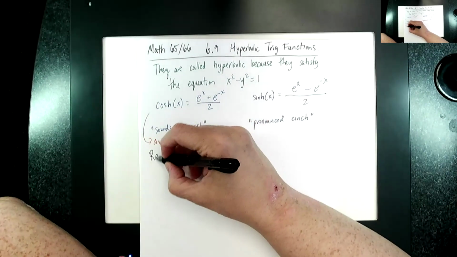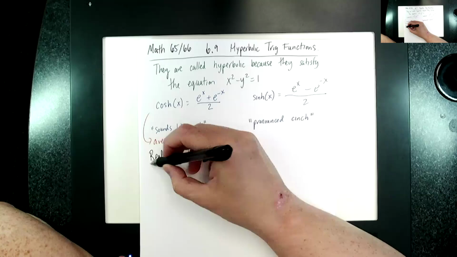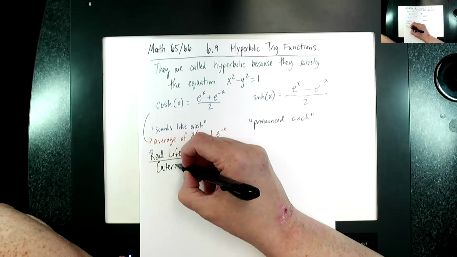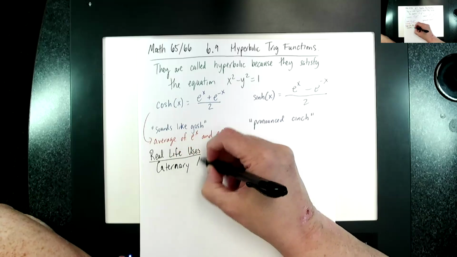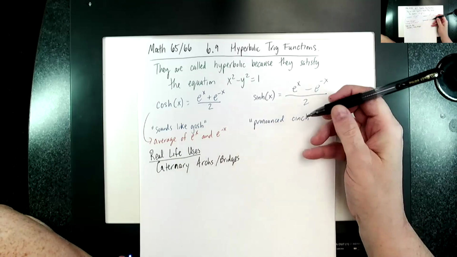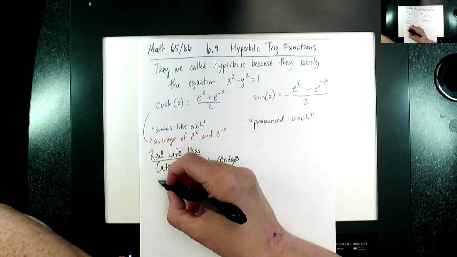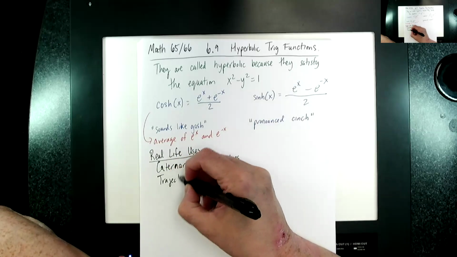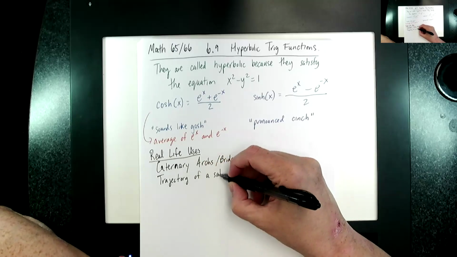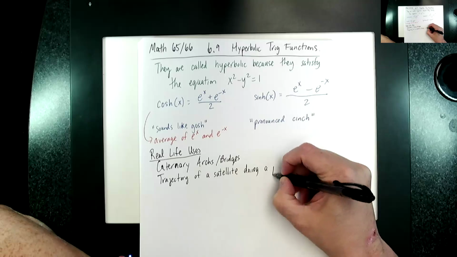They have a few real life uses. There's catenary arches and bridges. It's the trajectory of a satellite doing a planetary or lunar slingshot.